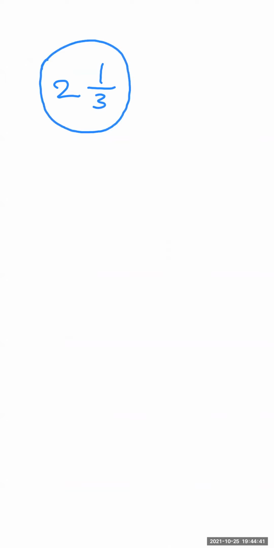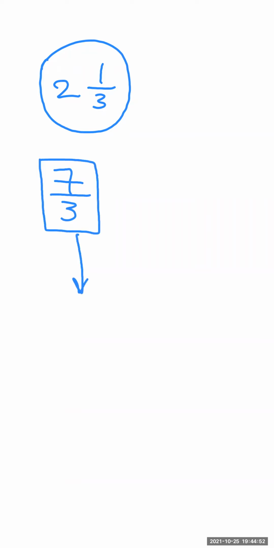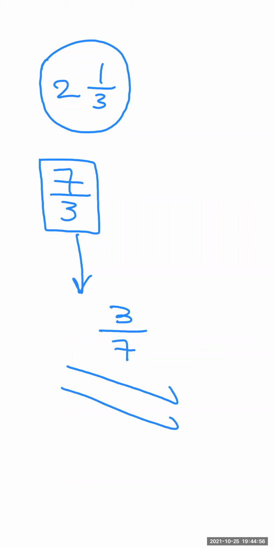Now let's take some examples, guys. I want to get the multiplicative inverse of 2 and 1 over 3. We said that whenever you see a mixed number, just convert it into an improper fraction. So 3 times 2 equals 6, plus 1. So this number is 7 over 3. What do you think the multiplicative inverse is? It will be 3 over 7. Exactly.